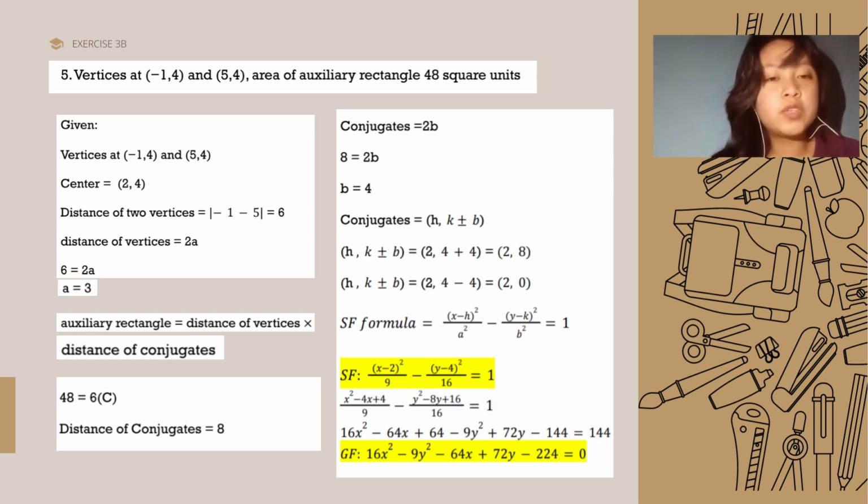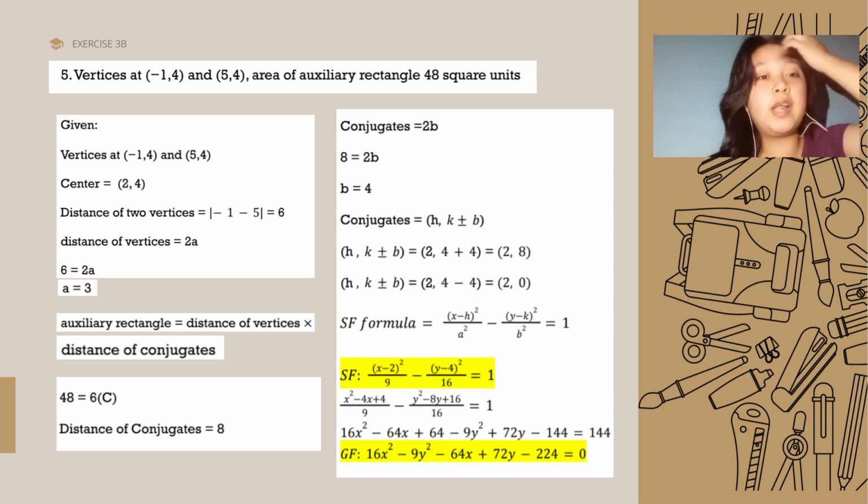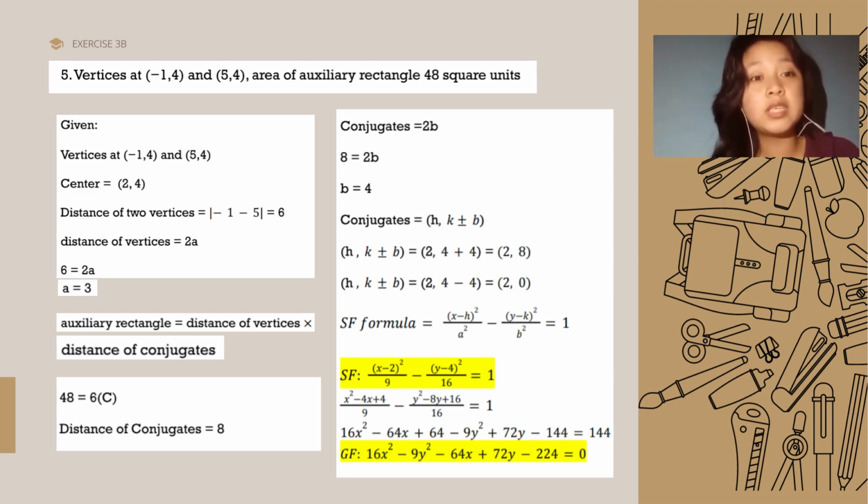So in order for us to find the general equation, we need to combine like terms. Hindi lang i-combine like terms, we need to arrange also the equation, which is the 16x squared minus 9y squared minus 64x plus 72y minus 224 is equal to 0. So that is the general equation for number 5.